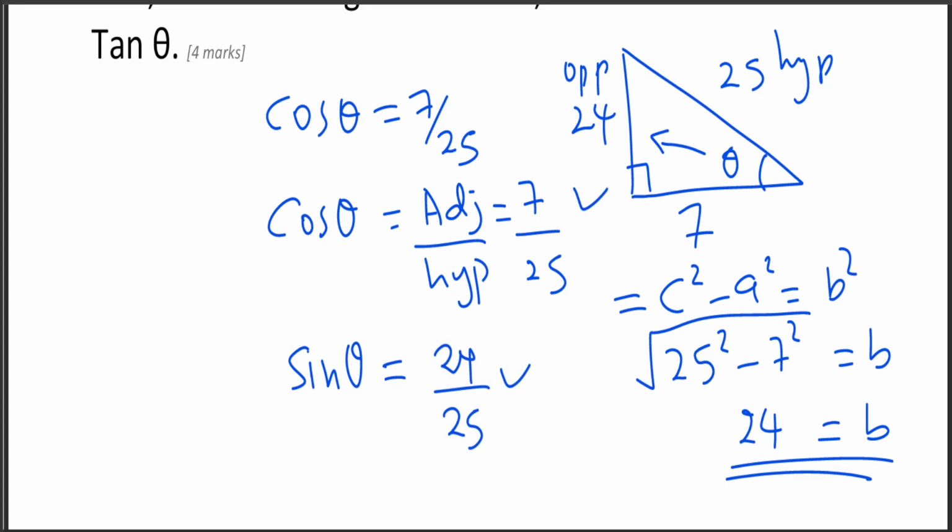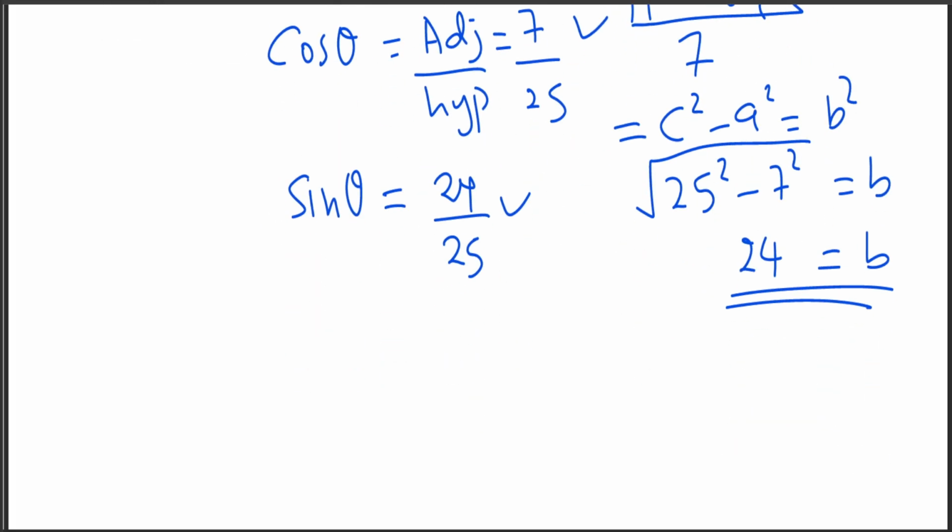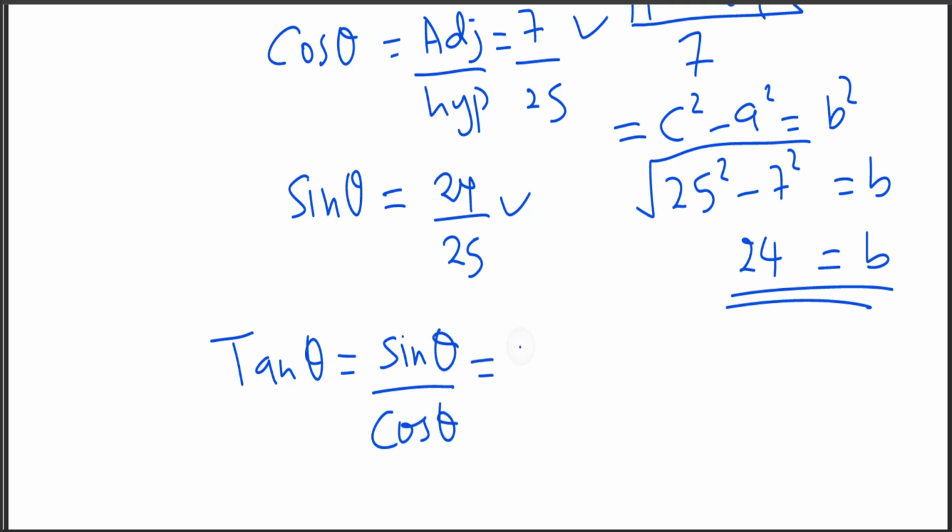That is your answer for sin theta. Then how about tan theta? Now if you remember clearly, I explained one question about tan theta, and tan theta is just a ratio between sin theta and cos theta. That is sin theta over cos theta. So our sin theta is 24 over 25 divided by cos theta, which is 7 over 25.